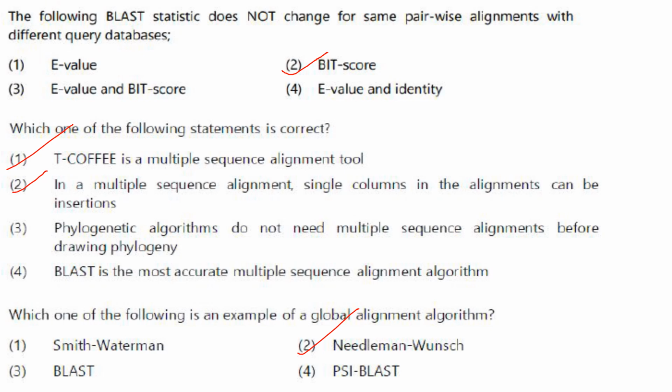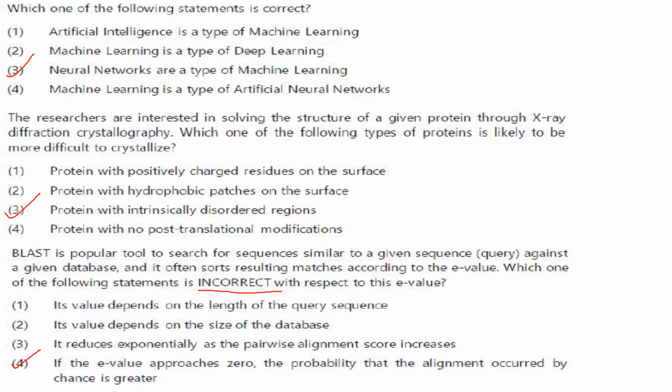Now next one. Which one of the following is an example of a global alignment algorithm? They have asked for a global alignment, and Needleman-Wunsch is a global alignment algorithm, whereas Smith-Waterman is a local alignment algorithm.